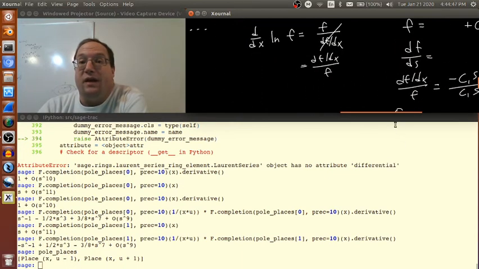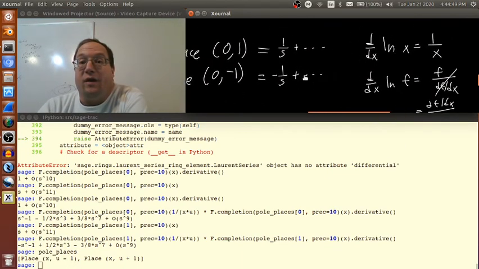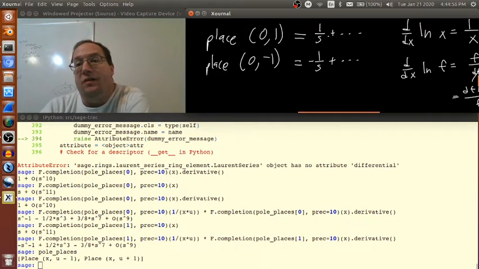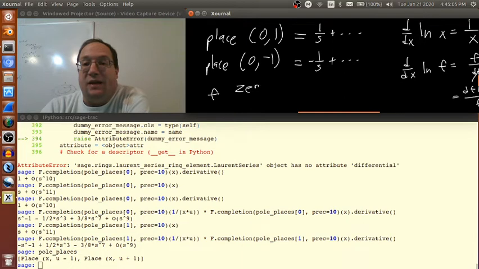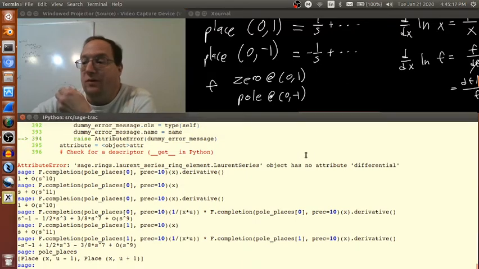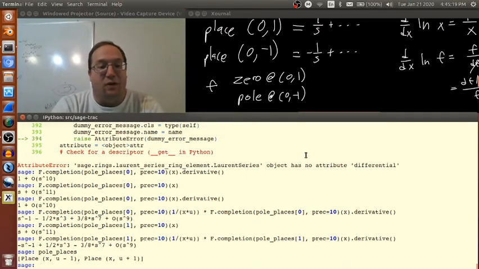So coming back now to our places here, we see that we have a 0 here, or we have a +1 here and a -1 here. So what we want is a function f that has a 0 where we want the positive coefficient, and a pole where we want the negative coefficient. So now what we want to do is construct a divisor.